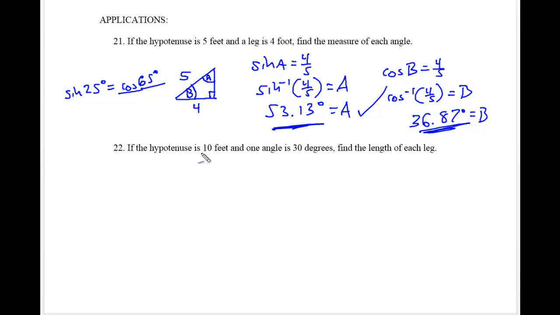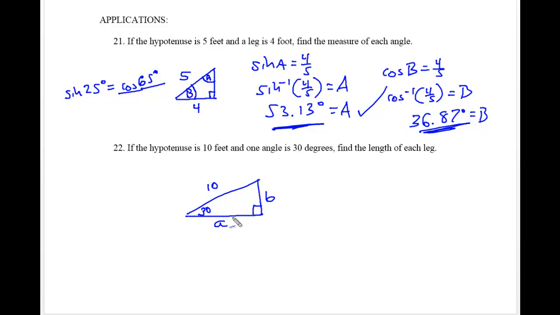All right, so our final problem here: if the hypotenuse is 10 feet and one angle is 30, find the length of each leg. Okay, so the hypotenuse is 10 feet and one angle is 30. Now it doesn't mention which angle is 30 degrees, so we can make that whatever we want. So let's take this as 30. And let's assume you don't remember your special triangles from your geometry days, so let's just call the legs A and B.